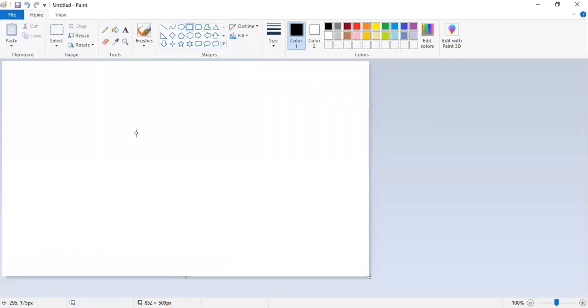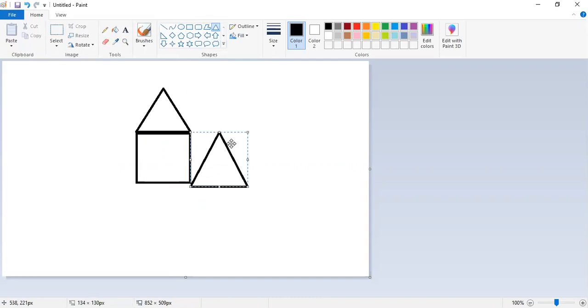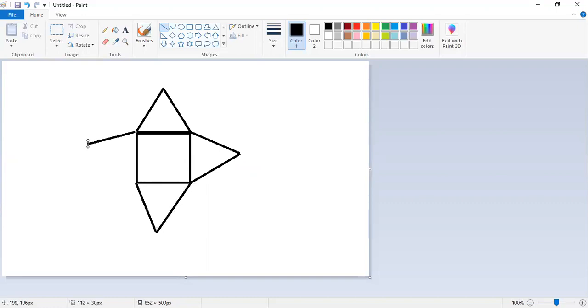Draw the base first. So this is going to be the base. That's a square. And then how many triangles did we see? 4. So just join them to these sides of the square. That's all. Just draw 1 triangle, 2 triangles. Okay, and then the 3rd triangle, and this is going to be the 4th one.